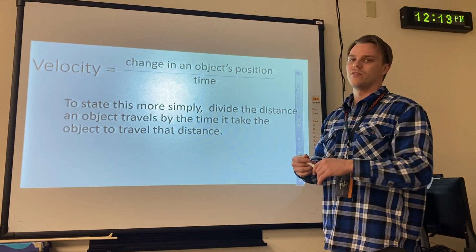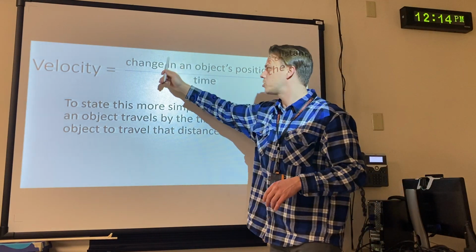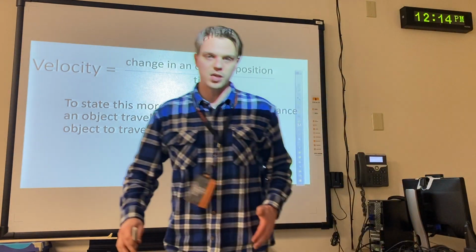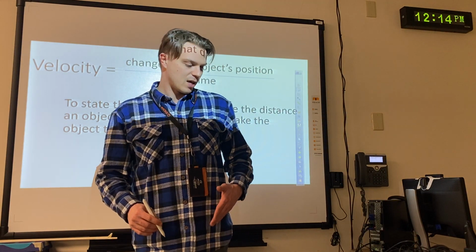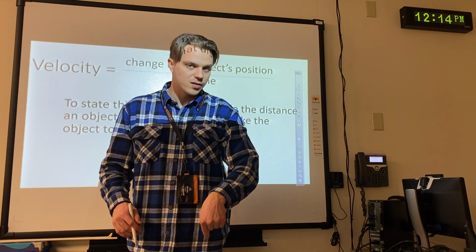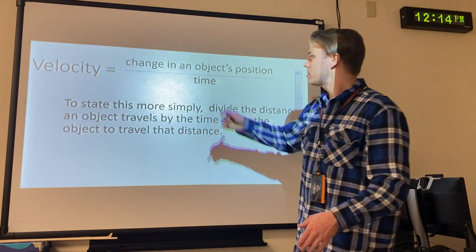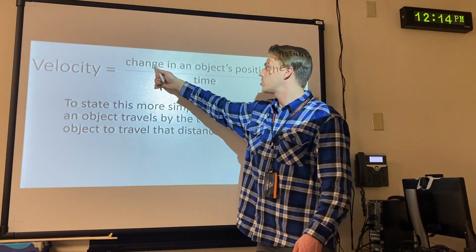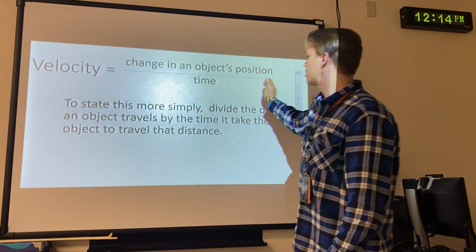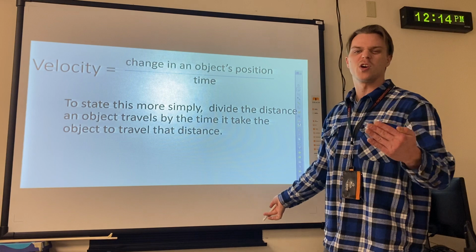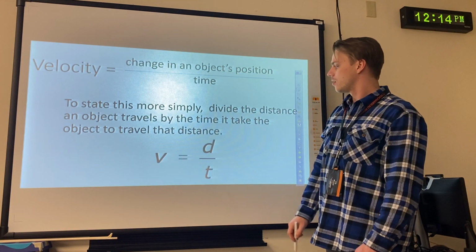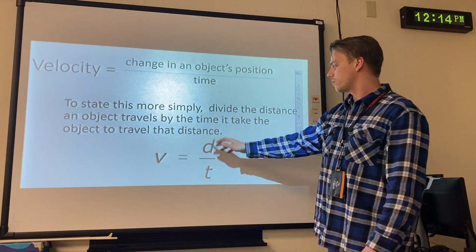Let's get into velocity. Velocity is change in an object's position. So if I go from here to here, I just changed my position. And if we measure where I started from to where I ended, that is our distance. So this just means distance. Velocity is change in an object's position, or a distance over time. And the slash, we can say the word per for. So distance per time. There's the nice formula: v equals d over t.